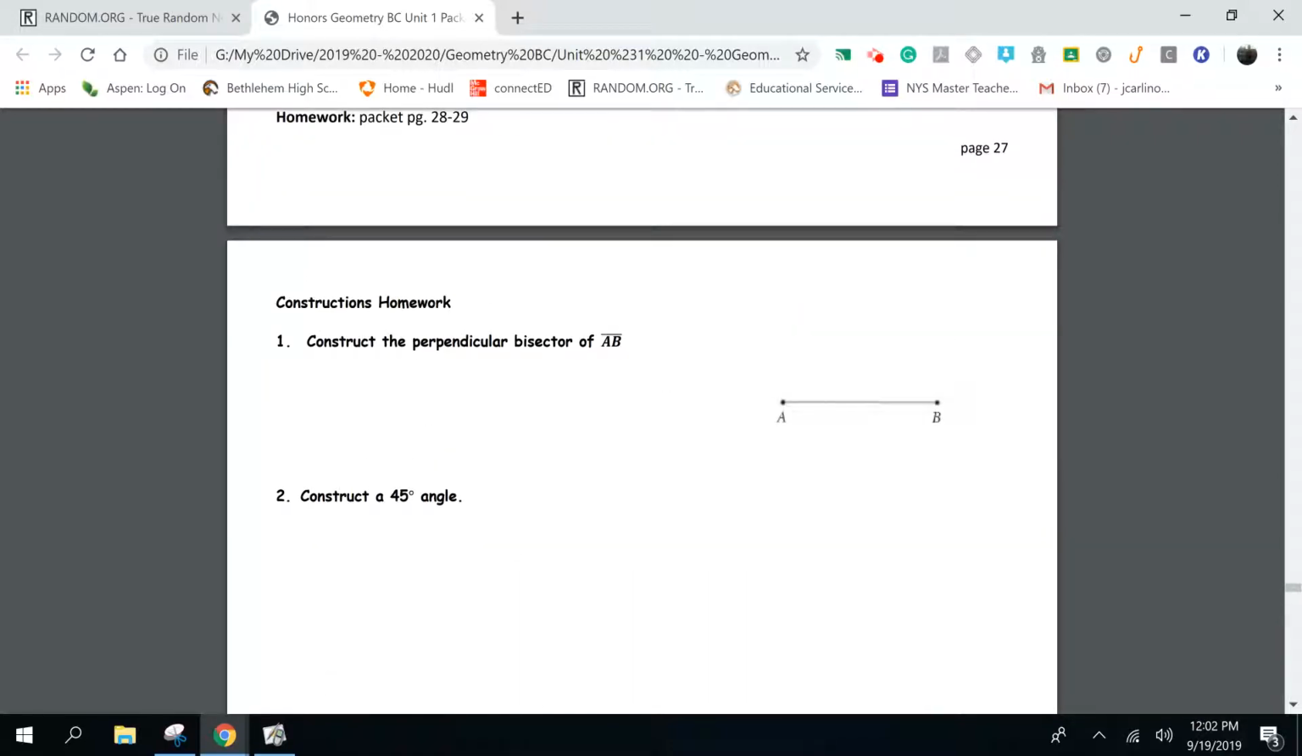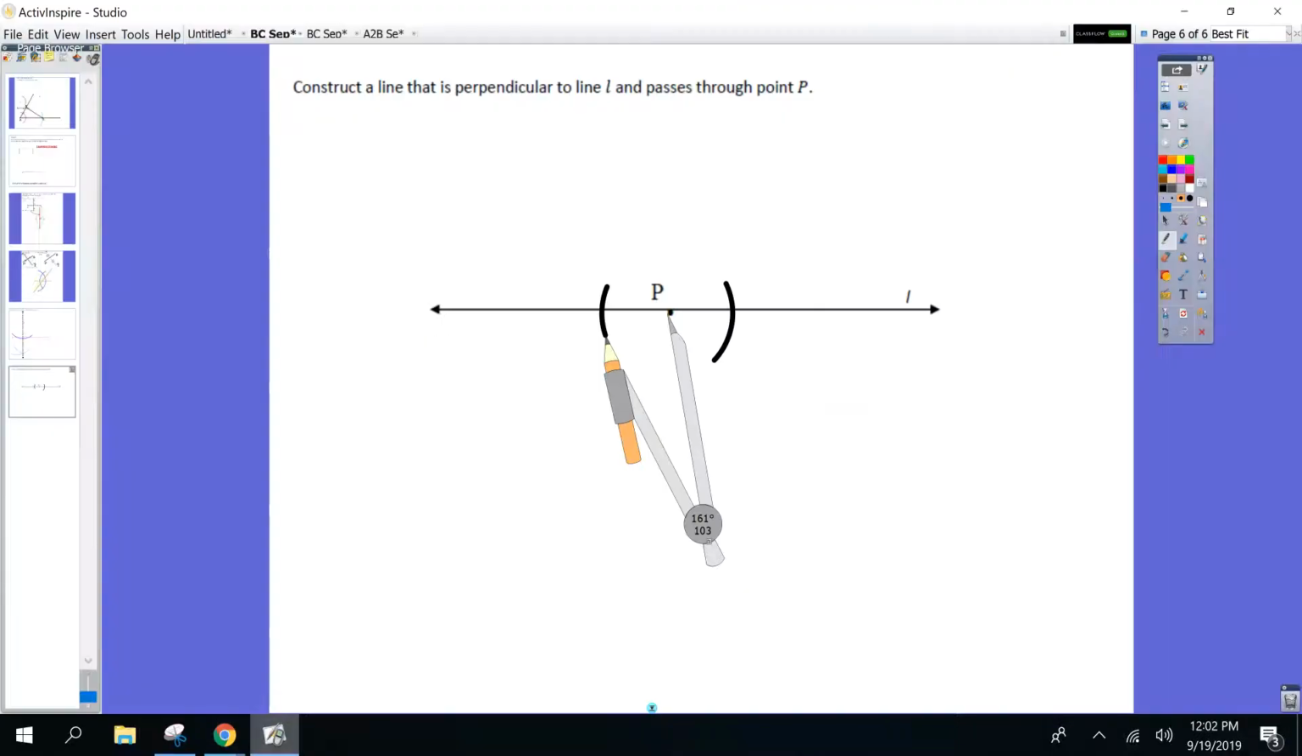Number one shouldn't have been an issue at all. Open up your compass more than halfway, swing it, go to point B, swing it, draw it down, put a right angle symbol and hash marks. We're good to go. Okay, let's discuss now. Guys, I don't have the time to do out every single step, but we will at least talk about what you should have done for this one.